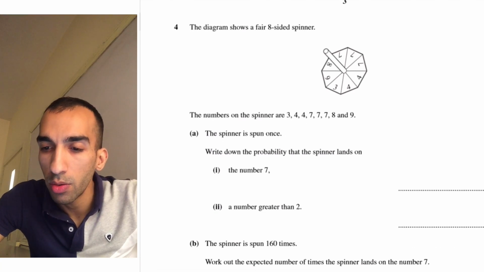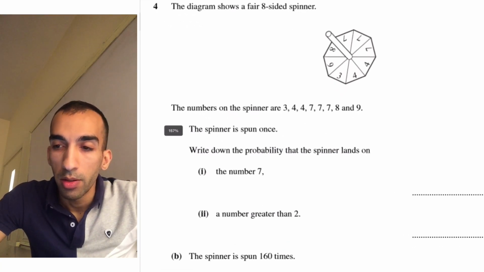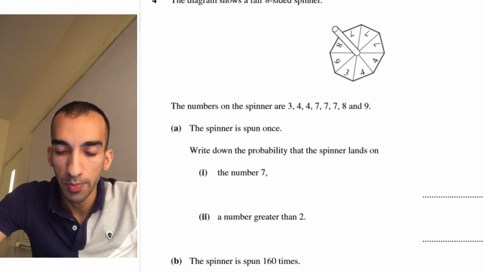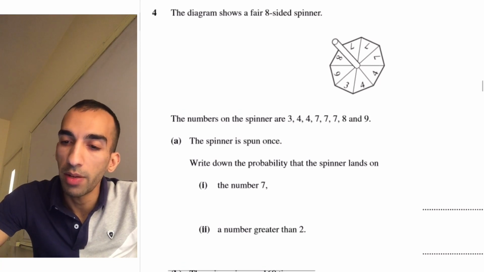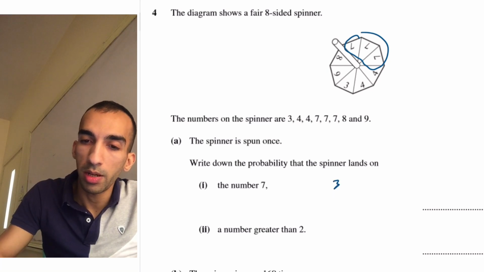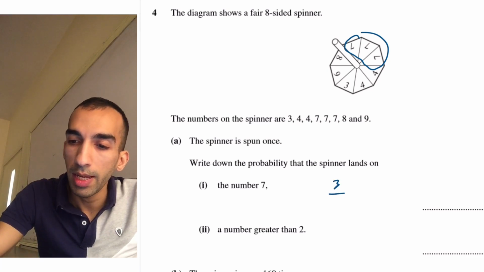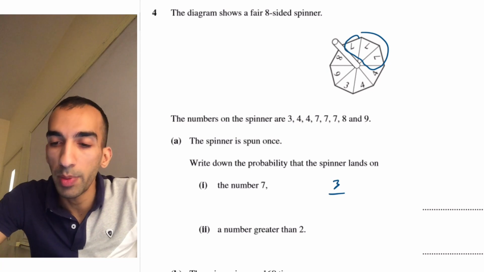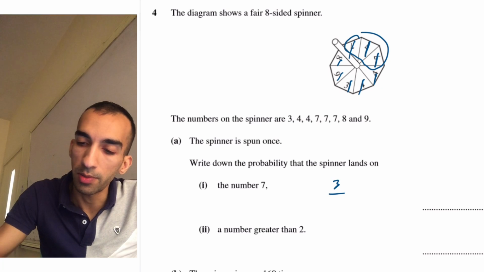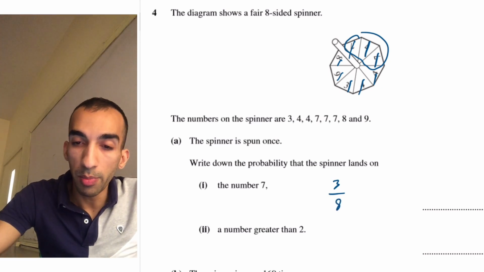The diagram shows a fair 8-sided spinner. It has numbers, some random numbers on it. The numbers on the spinner are these, which are already mentioned. The spinner is spun once. Write the probability that the spinner lands on the number 7. There are 3 7s, so 3 divided by 8. Since it's an 8-sided spinner, but let's confirm it as well: 1, 2, 3, 4, 5, 6, 7, 8. Yes, 3 by 8.